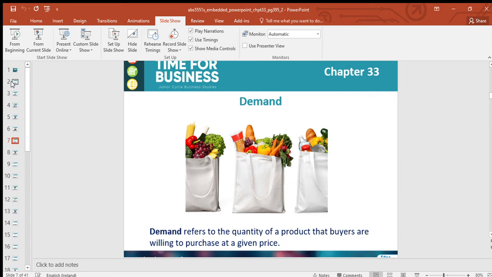So demand refers to the quantity of a product that buyers are willing to purchase at any given time. The demand for something is generally how many people are willing to buy a product. If you take something as simple as a new iPhone, I think it's the iPhone 12. So let's just say the iPhone 12 comes out at the beginning of January 2021.